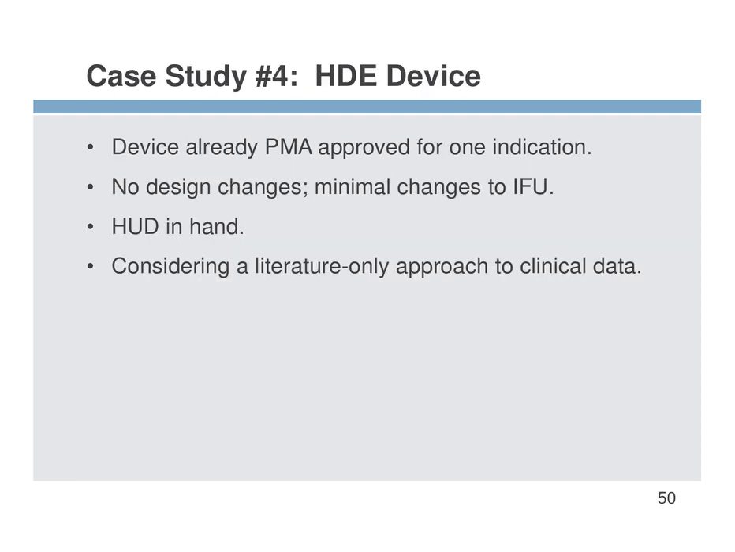And then this is the fourth case study. We had an HDE device already approved for one indication, no changes in designs, minimal changes to the IFU. We had our humanitarian use device in place, and we were considering a literature-only approach to clinical data, which was going to be unique. If you look at most HDEs, there's usually some controlled clinical study, but Cook did the first HDE. It's for a fetal bladder stent, and we basically collected information from a physician who was doing it. So it wasn't a prospective study. It was just a collection of information, and FDA accepted that. And we were trying to take that same approach.